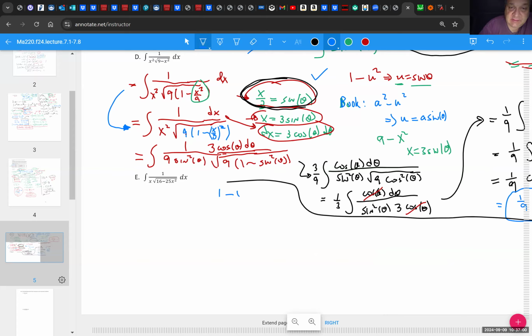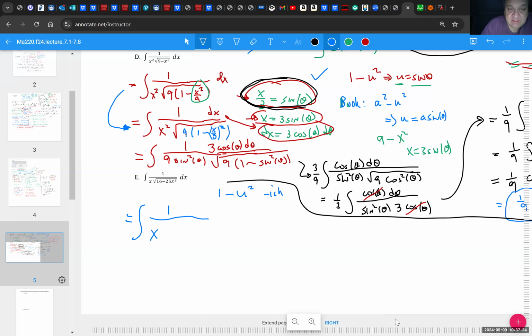1 minus u squared-ish. I know it's not because there's a 16 and a 25 and stuff. But it's like 1 minus x squared. It's just got a bunch of numbers in there. So we're still going to use the idea of sine. We still have to get rid of the 16. So I'm going to factor out the 16, just like before.